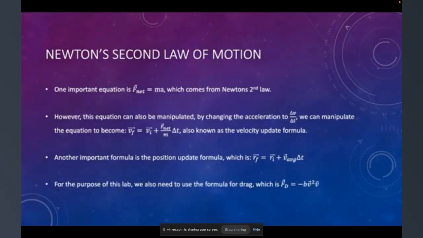For Newton's second law, we need to know a little bit about it, so we use the important equation F equals ma, which comes from Newton's second law. However, this equation can be manipulated by changing acceleration to delta v over delta t. We can manipulate the equation to become velocity final is equal to velocity initial plus F net over m times delta t, known as the velocity update formula. We also need to know the position update formula, which is final position is equal to initial position plus average velocity times the change in time. For the purpose of the lab, we also need to use the formula of drag, which is given right here.